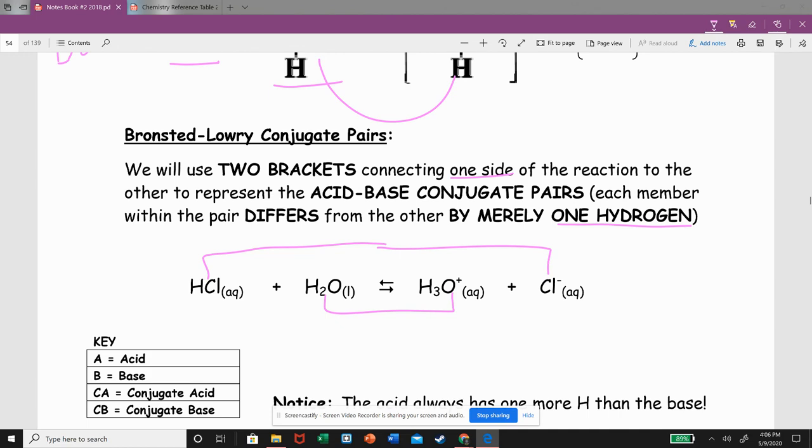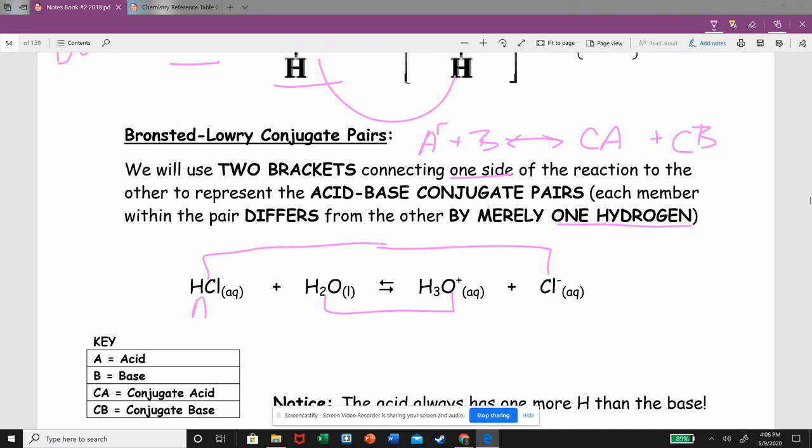So now we have conjugate acid-base pairs. I have an acid and a base on either side of the arrow. We have an acid plus a base, and now we have our arrow. And on the other side, I'm also going to have an acid and a base. But instead of a pure acid, we call it a conjugate acid, and we'll do CA for short. And we'll have a conjugate base. So the acid and the base.